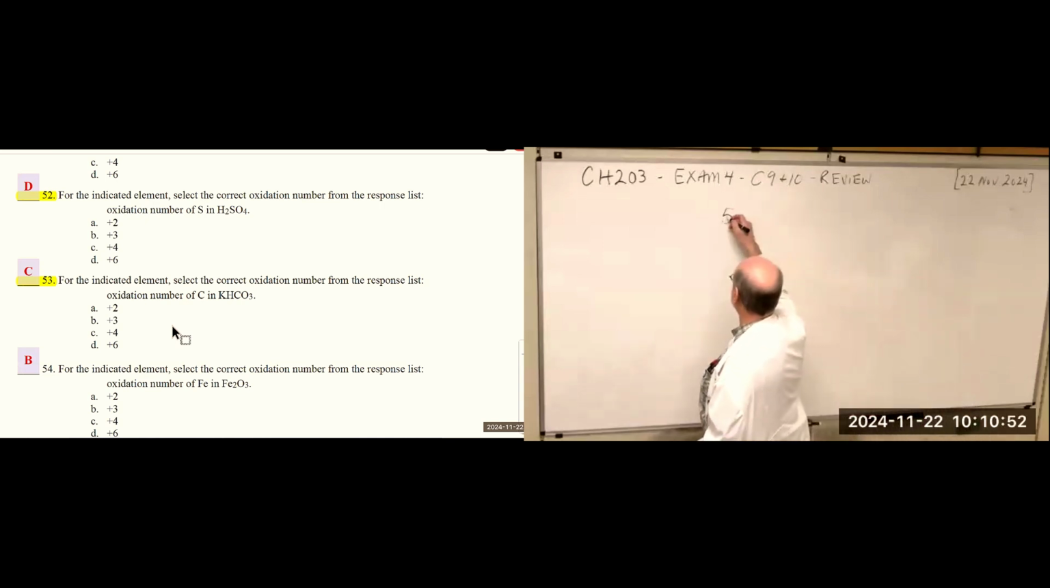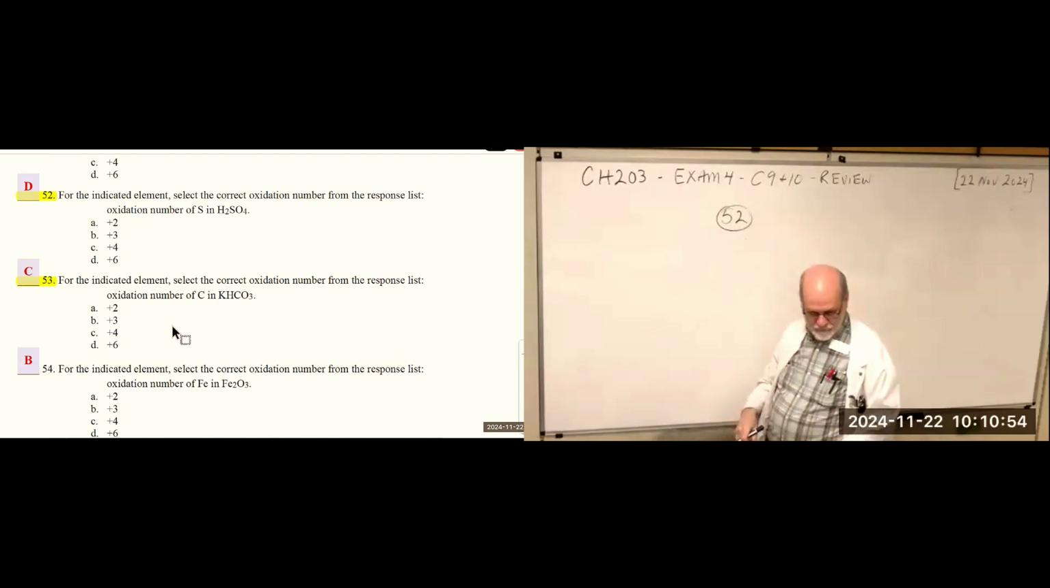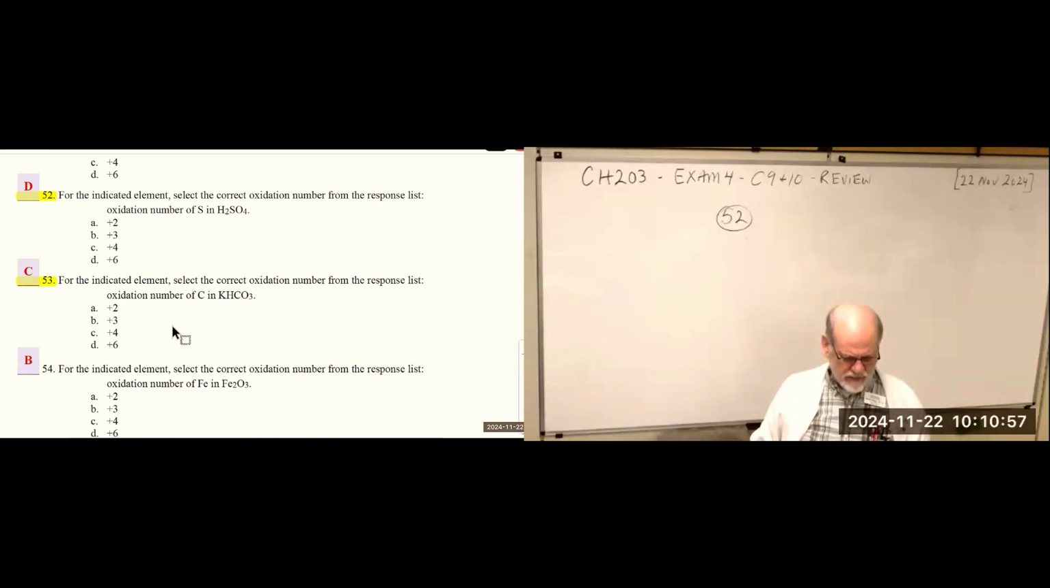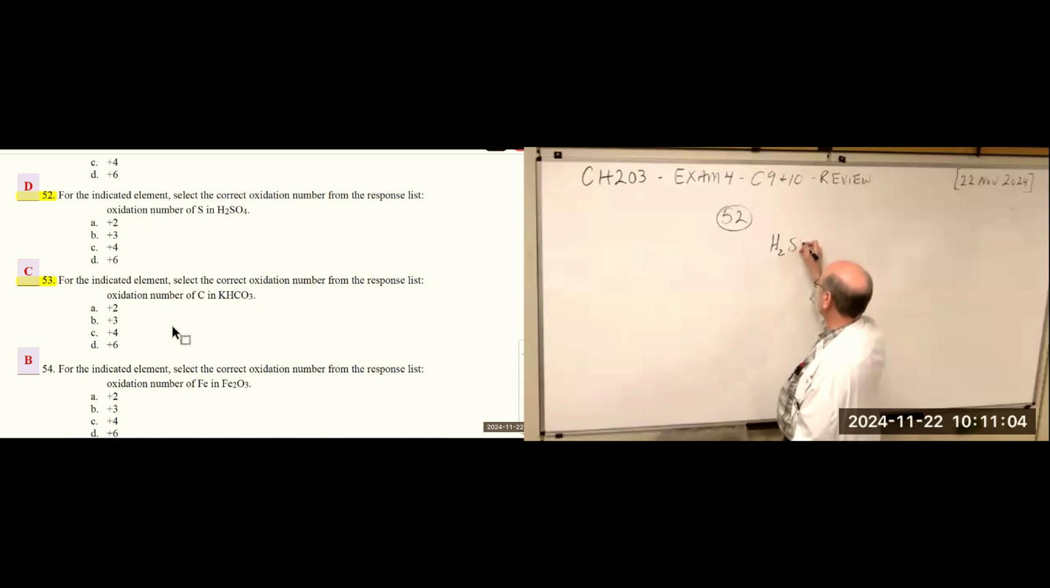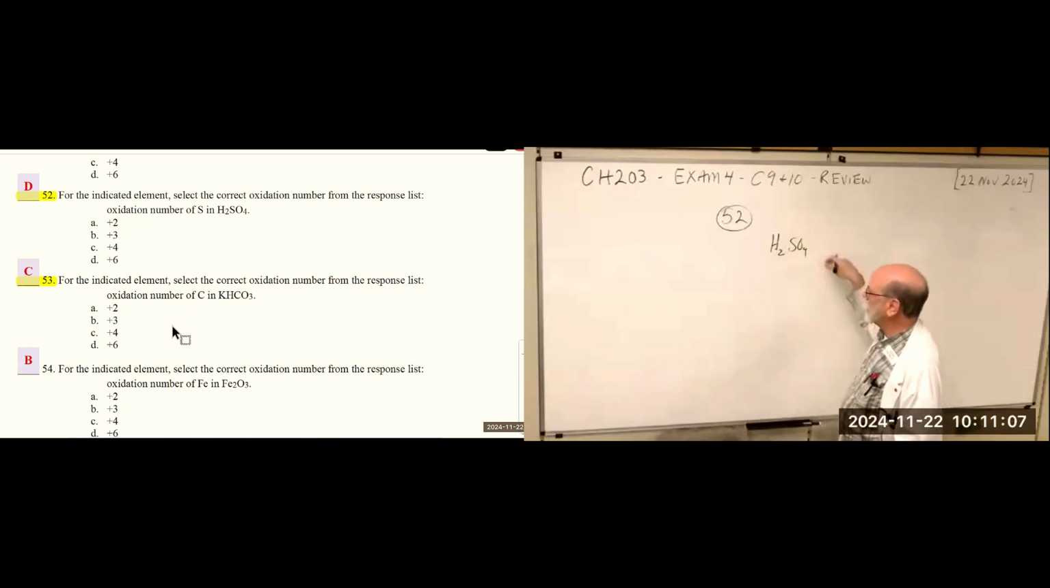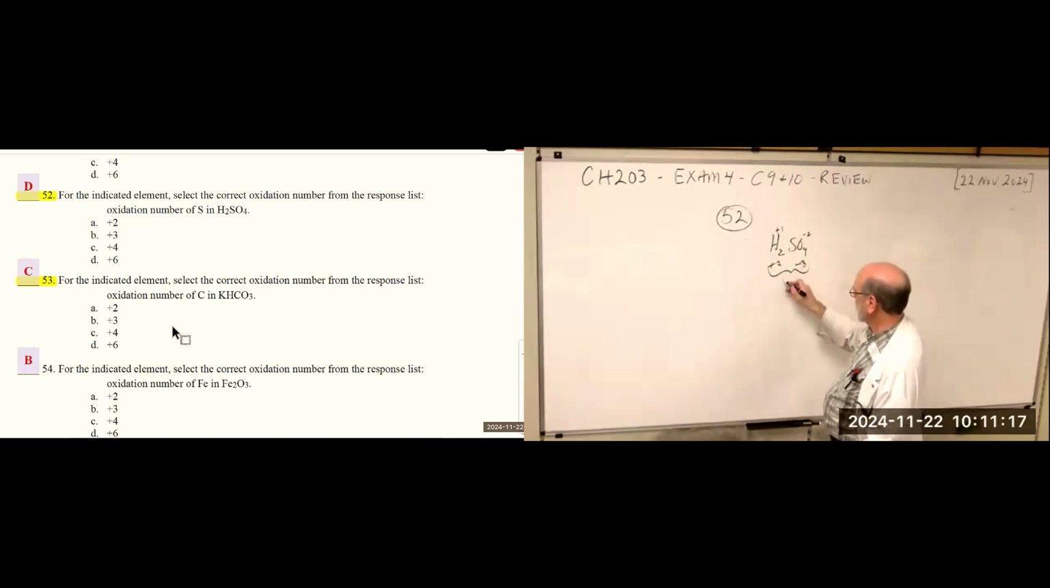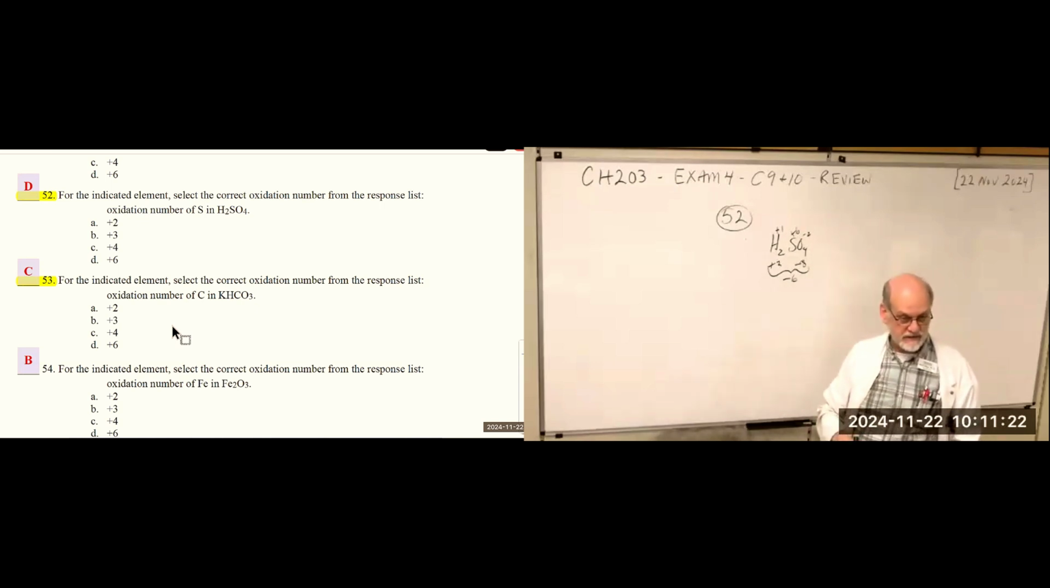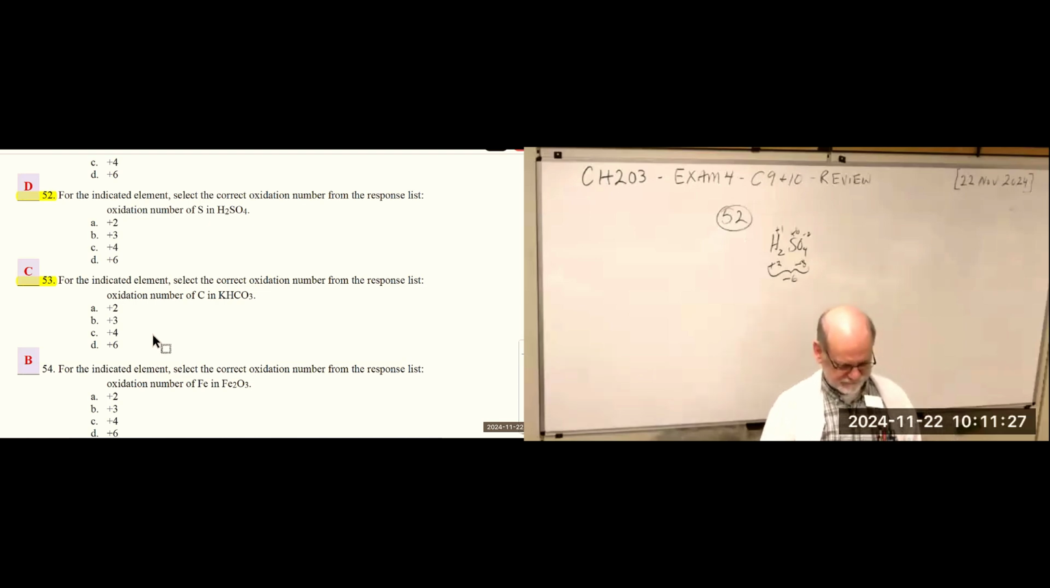52. For the indicated element, select the correct oxidation number from the response list. Sulfur in H2SO4. All right, this is fairly simple. We have 2 choices. We can use the polyatomic ion or the whole molecule. Oxygen's -2, so that's -8 total. Hydrogen's +1, so that's +2. So together they have -6. That means 1 sulfur has to be +6 to balance it. So that would be D.